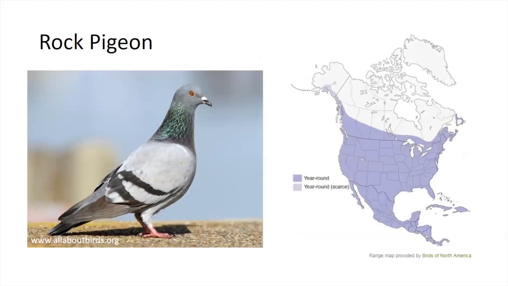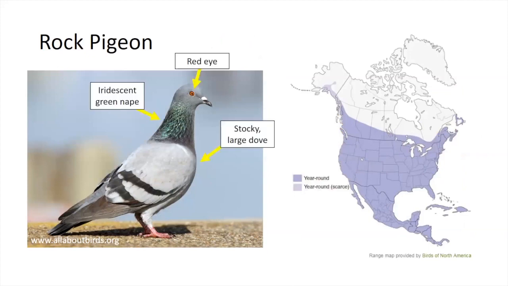The next invasive is the rock pigeon. So this is the kind of basic urban pigeon that you find in really high densities in cities. He has a red eye, an iridescent green nape, and is a very large stocky dove.